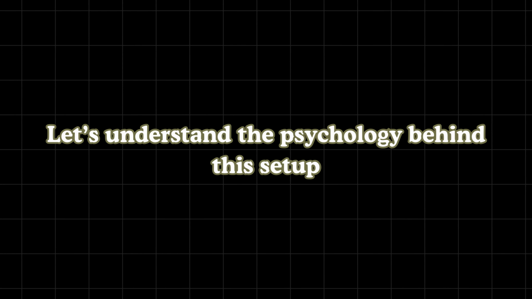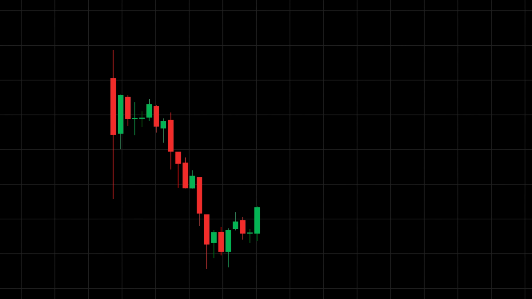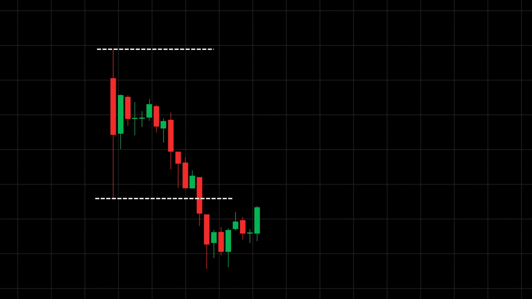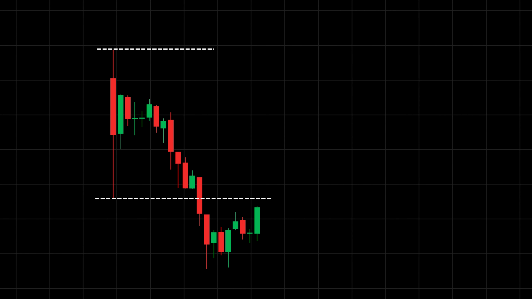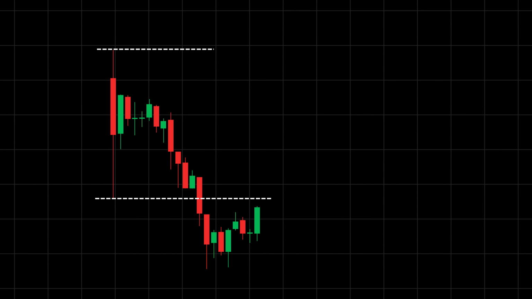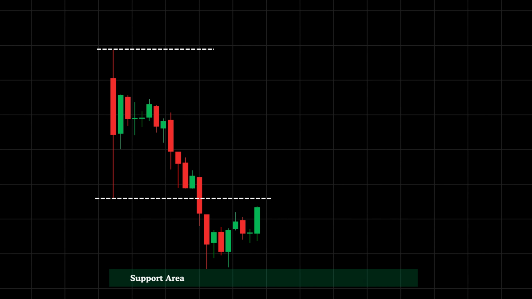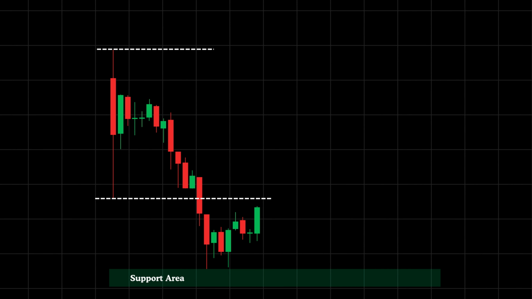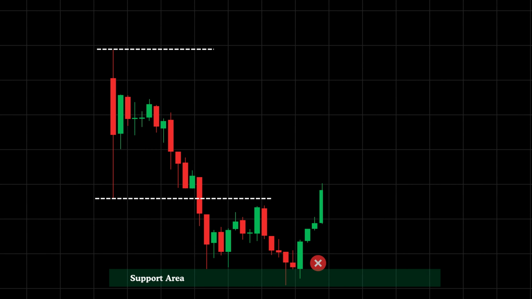Let's understand the psychology behind this setup through some chart examples. This is a 5-minute timeframe chart of Nifty 50. After the market opened, the price moved within a range for a while, then broke below this range and declined. However, after facing rejection at lower zones, the price bounced slightly and, after consolidating in this range, once again attempted to breach its earlier swing low, but failed.